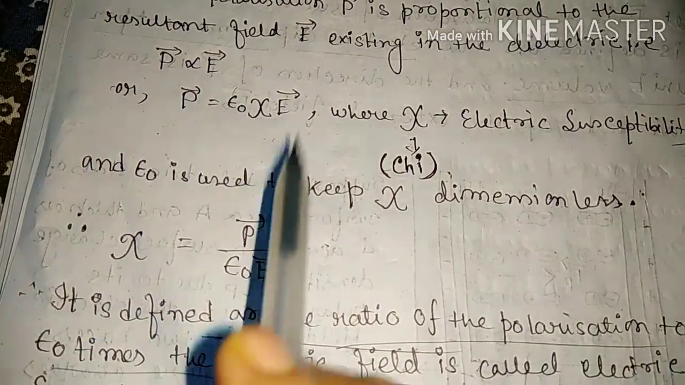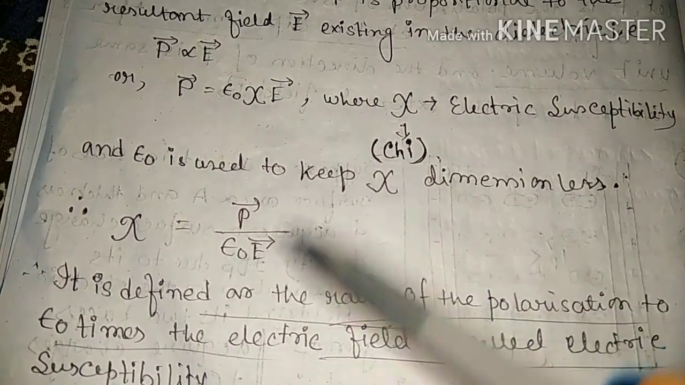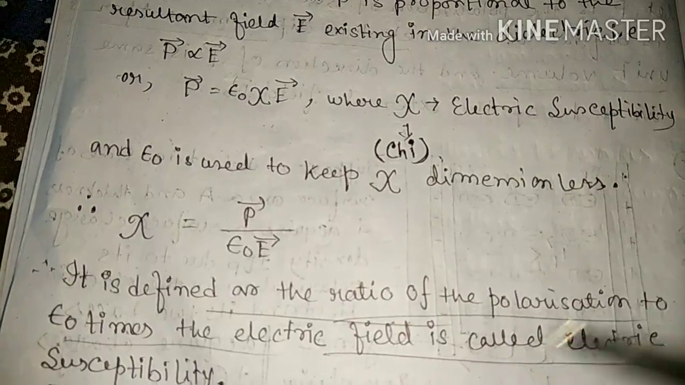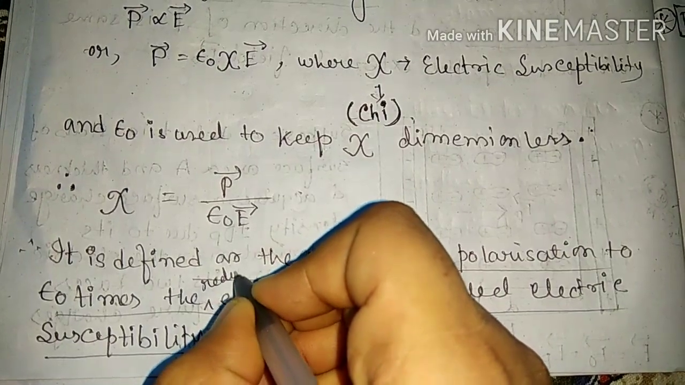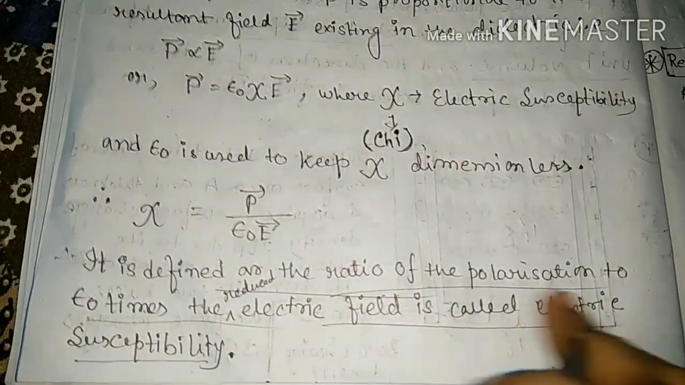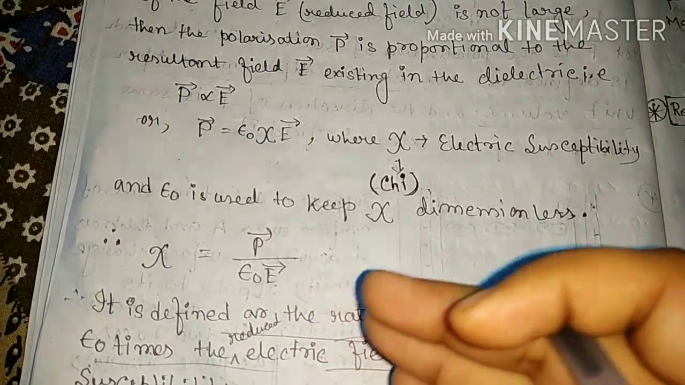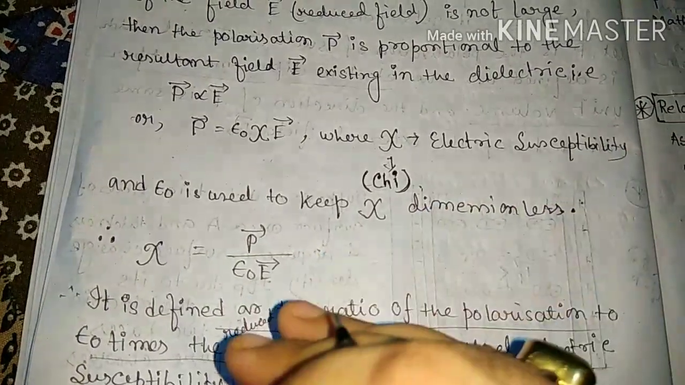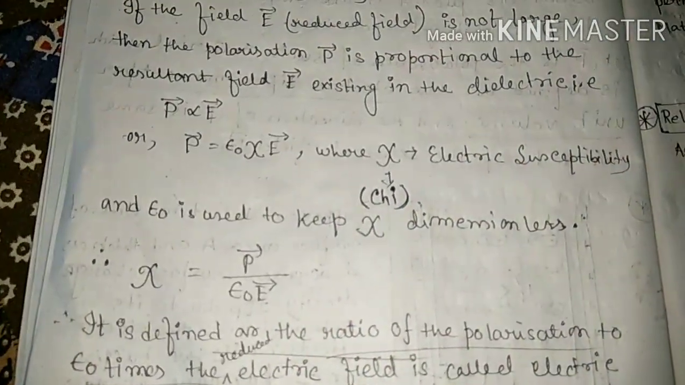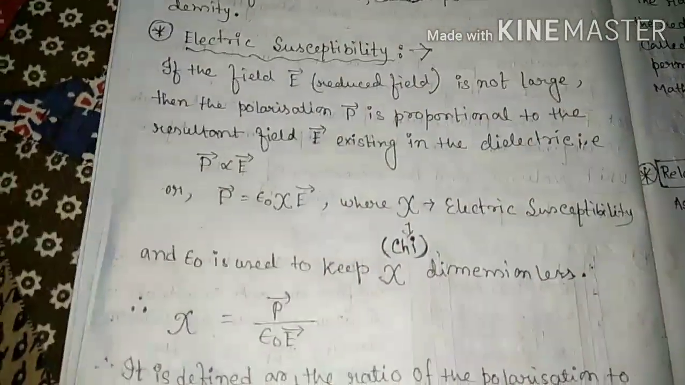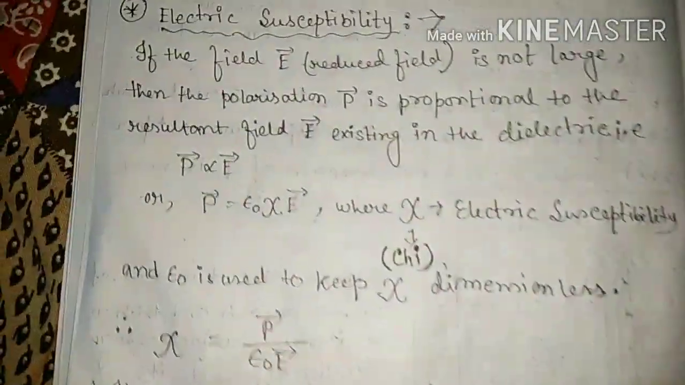So how do we define the electric susceptibility? The ratio of the polarization density to epsilon naught times the reduced electric field is called electric susceptibility. Clear? It is the ratio between the polarization density vector and epsilon naught times the reduced electric field. This is one term related to the behavior of the dielectric.